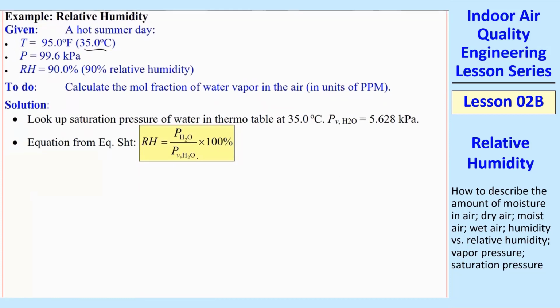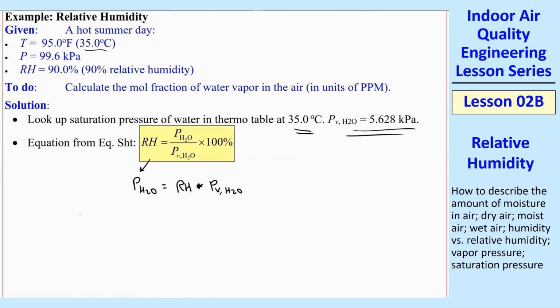So here's our equation for relative humidity. And let's look up first the saturation pressure. From that table I just showed you, we get 5.628 at 35 degrees C. Now we can calculate the relative humidity. Simply plugging into this equation, solve this for pH2O, which is RH times PVH2O, or PSAT-H2O.